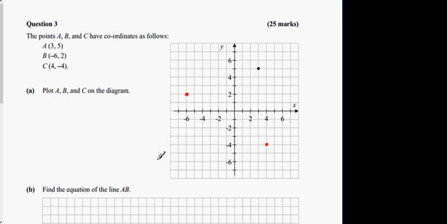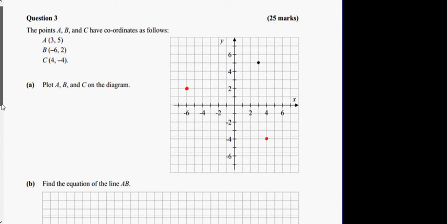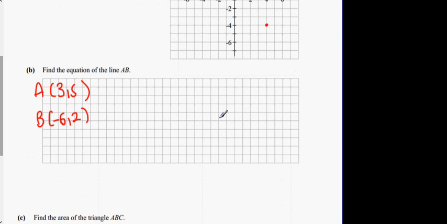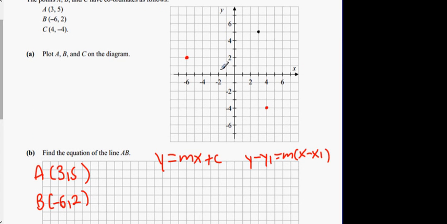Next, it says find the equation of the line AB. So that's A here, and this is B here, minus 6, 2. When finding the equation of the line, you have two options. You have y equals mx plus c, or you have y minus y1 equals m bracket x minus x1. If the slope is easy to get, you can use mx plus c. You can calculate the slope by just looking at it.